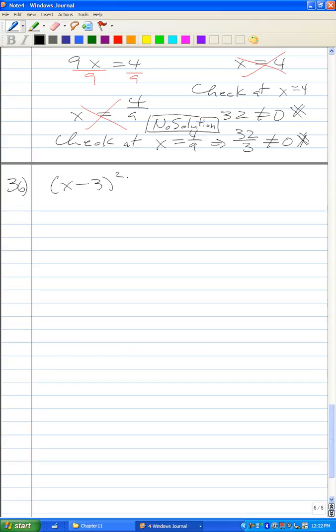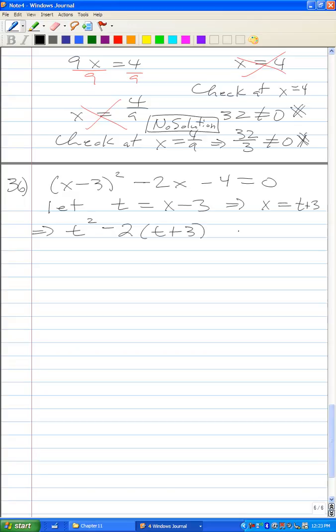x minus 3 squared minus 2x minus 4 equals 0. So in this case, actually, I am going to use a substitution for this one. So let t equal x minus 3, which means that x equals t plus 3. And so I get here x minus 3 is just t. And x is just t plus 3.